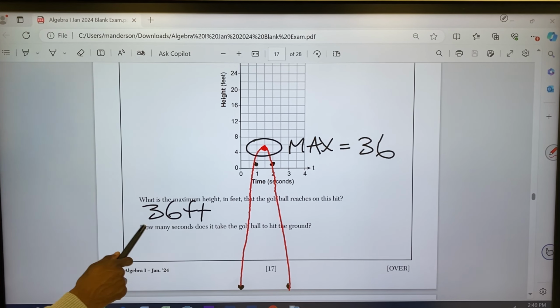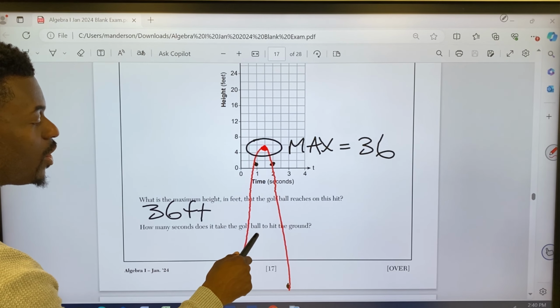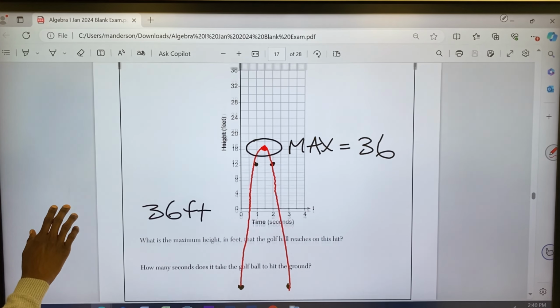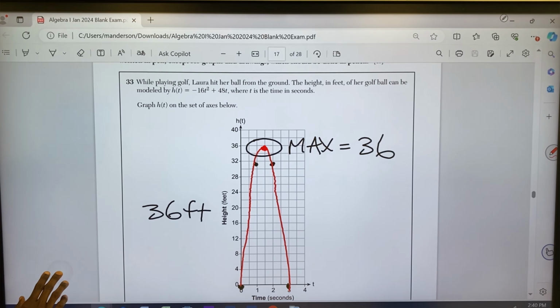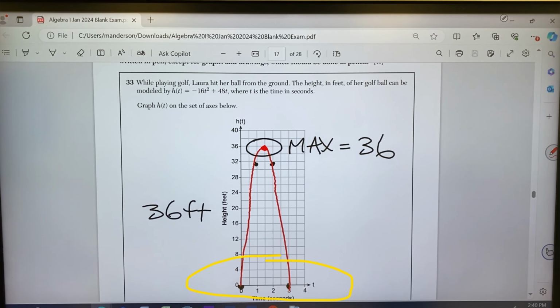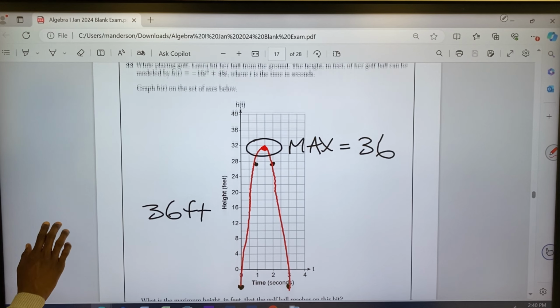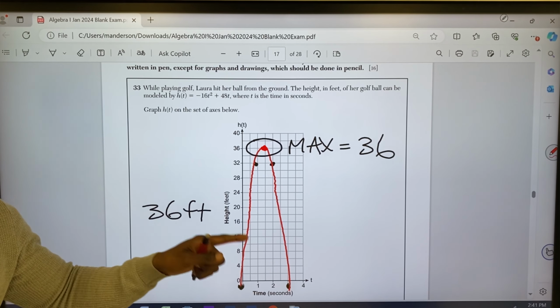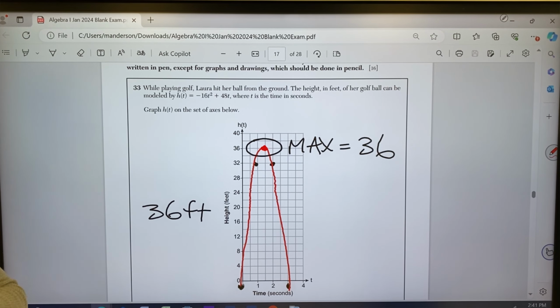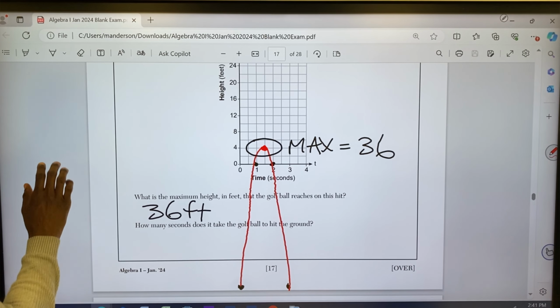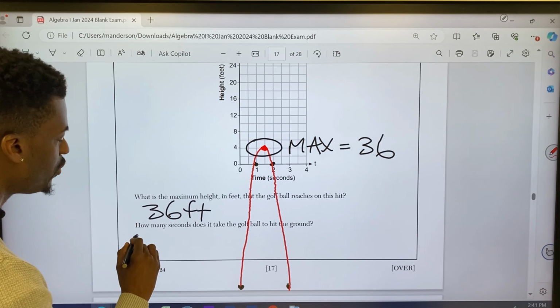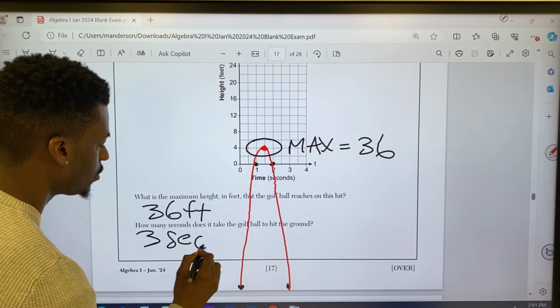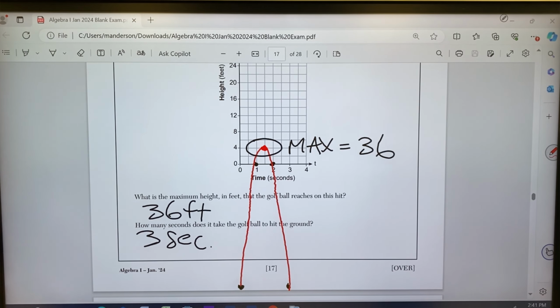Now, how many seconds does it take the golf ball to hit the ground? How many seconds to hit the ground? 3 seconds. Perfect. Once you see the graph, that will give you the answers to everything else. So this is going to be 3 seconds. Okay? All right, so that's going to be 3 seconds as your answer.